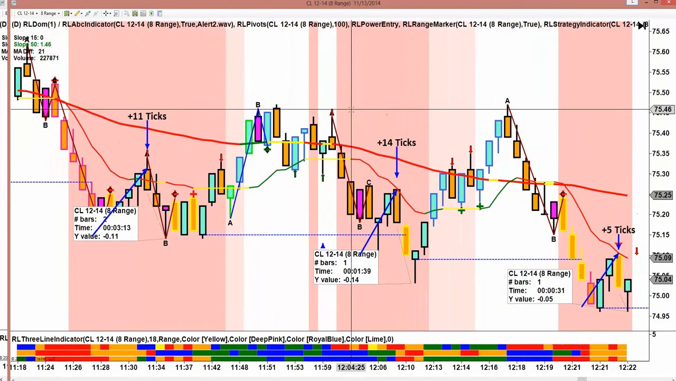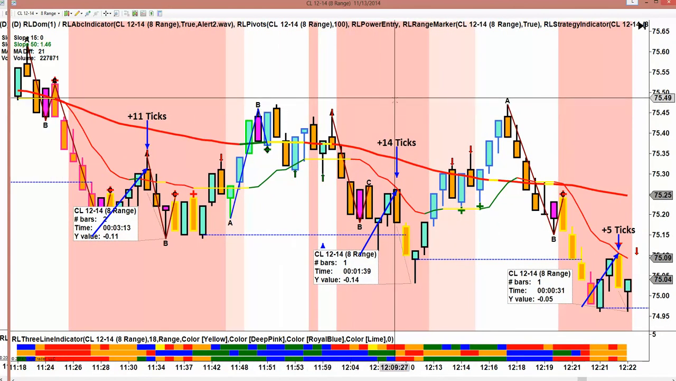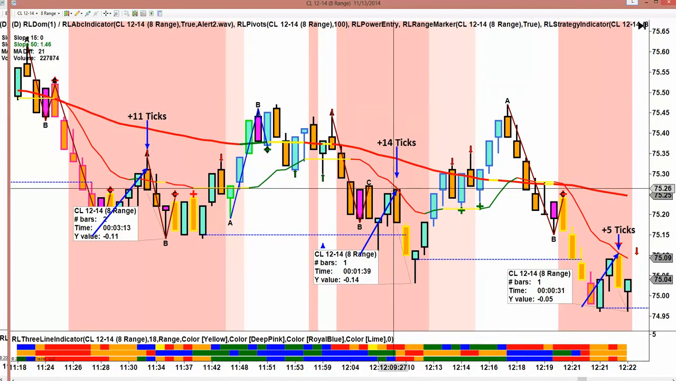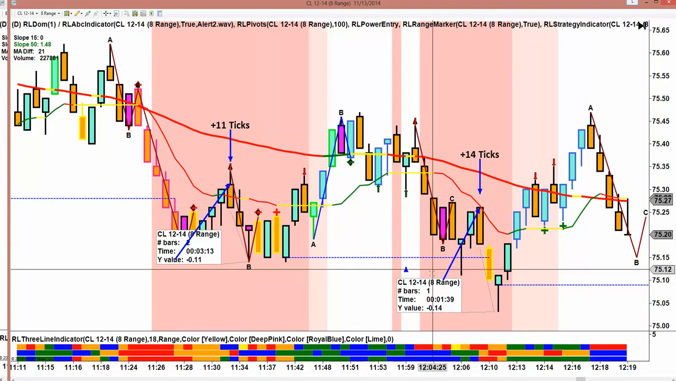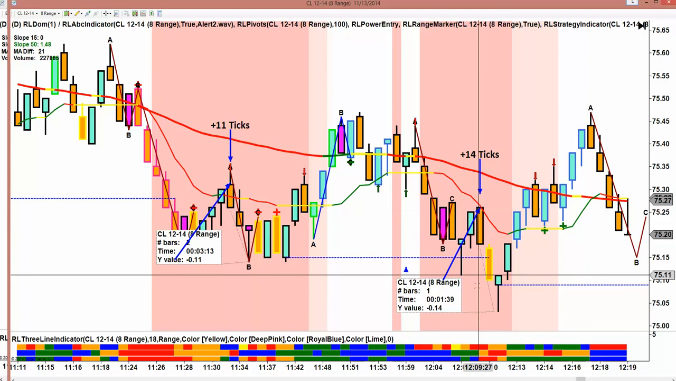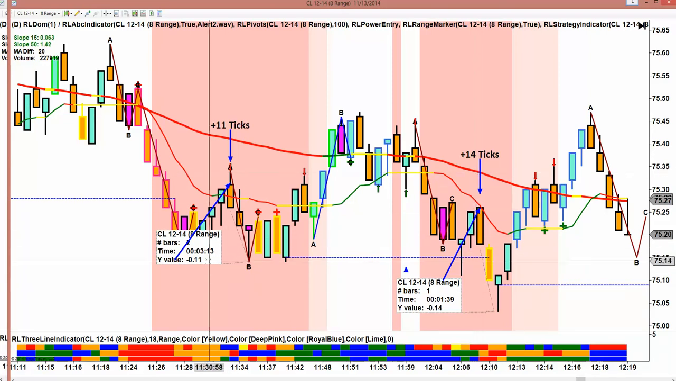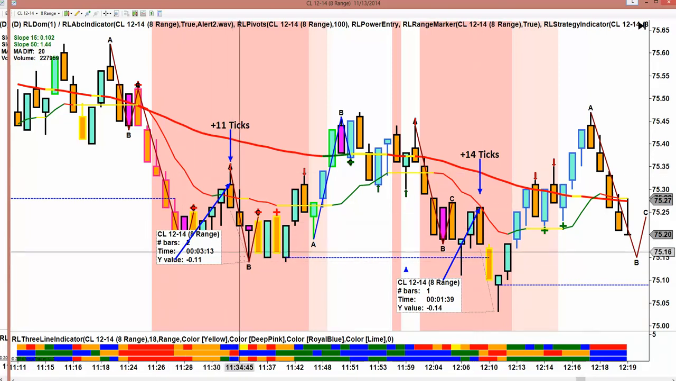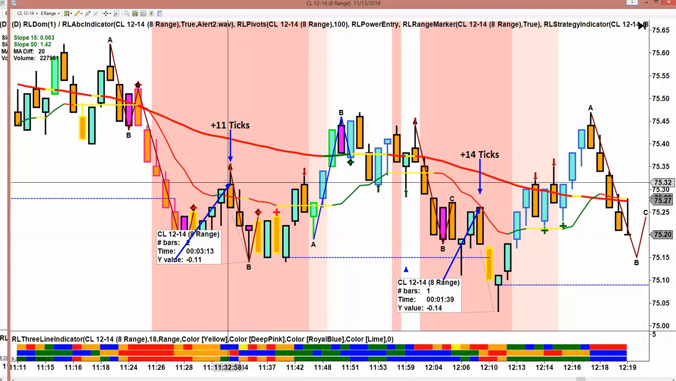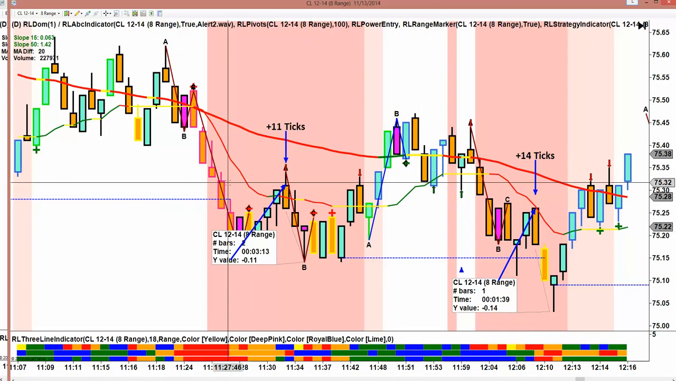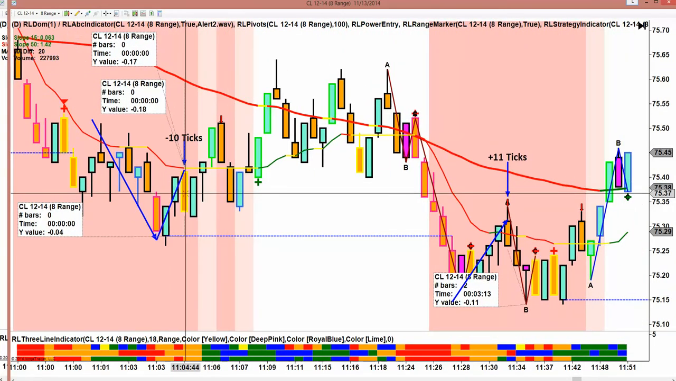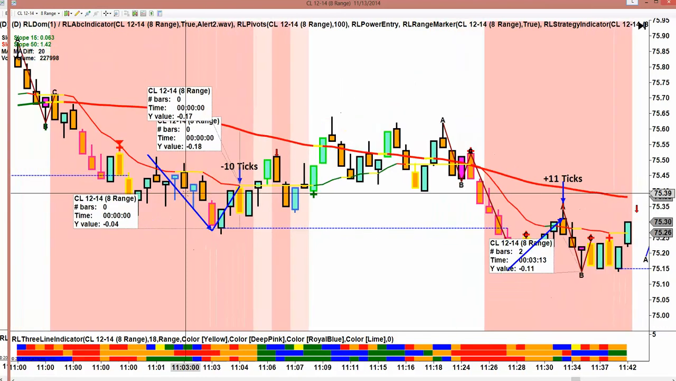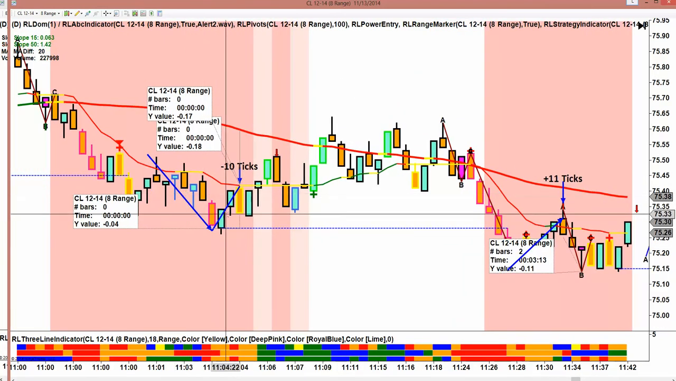Okay, here's 14 ticks with bias. We took this in the room on Thursday. Here's 11 ticks to the downside with bias. You see the retracement and the move down. 14 with bias. The retracement, the movement down. 11 ticks with bias. Now here's a loser with bias. And believe me, they're not all going to win.